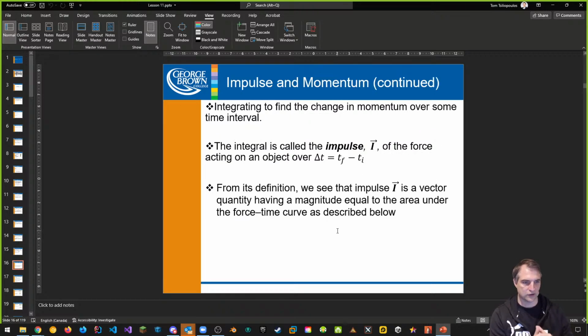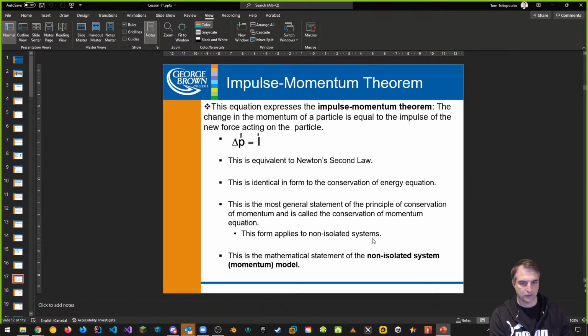Integrating this to find the change in momentum over some time interval, the integral is called the impulse. The impulse of the force acting on an object over time is over the change in time. Remember, whenever we think about change in time, or delta t, we think of time final minus time initial. From its definition, impulse is a vector quantity having a magnitude equal to the area under the force-time curve, as described below.